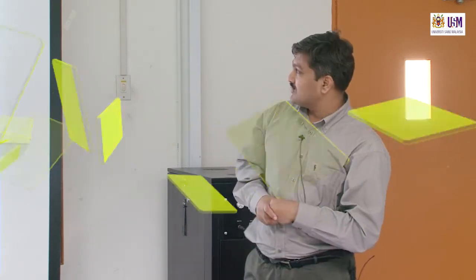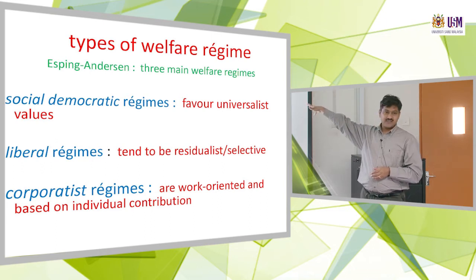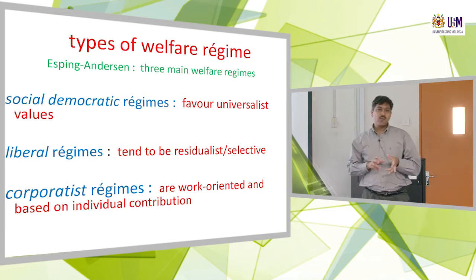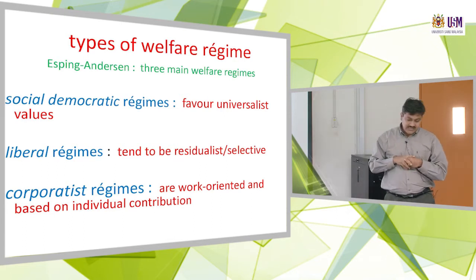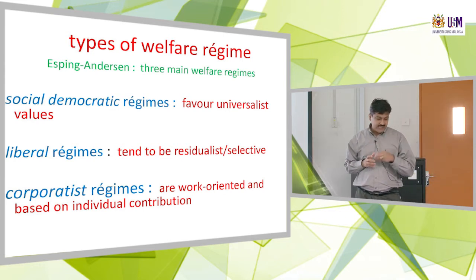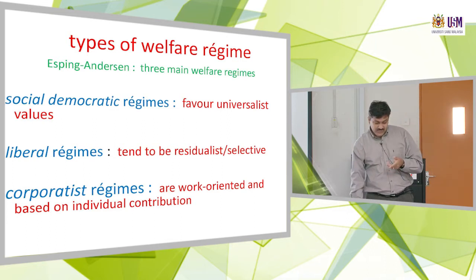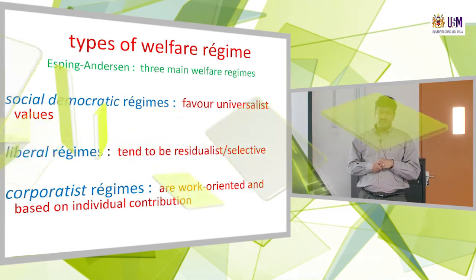I think it's very easy when you see here. Social democratic regimes favor universal benefits, and the commodification is low. Whereas liberal or residual regimes are very selective, with high commodification. Whereas corporate or conservative regimes are work-oriented, based on individual contributions; again, commodification is not very high, not very low, but at medium levels. This is one way to understand his regime classification. There's another way, I'm going to send you these things, but maybe this is another way to understand easily.